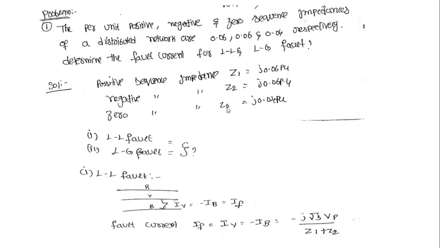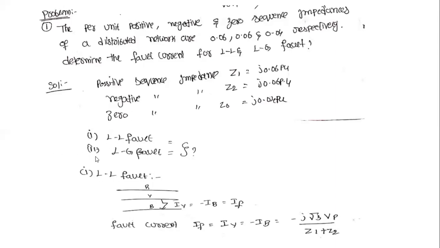Next, zero sequence impedance, that is Z0. Therefore Z0 is equal to j0.04 per unit. Okay, by using all three impedance values, we calculate the line to line fault and the line to ground fault.